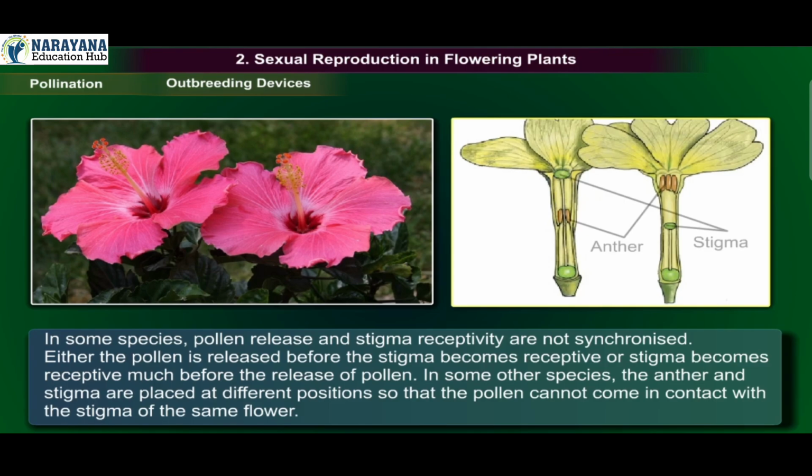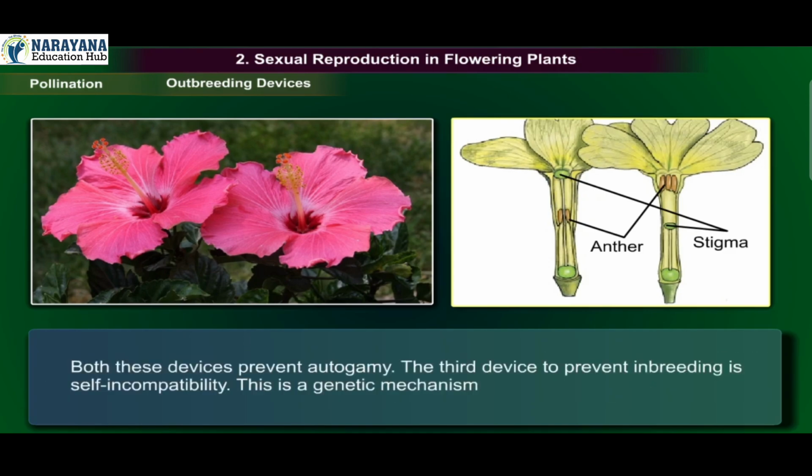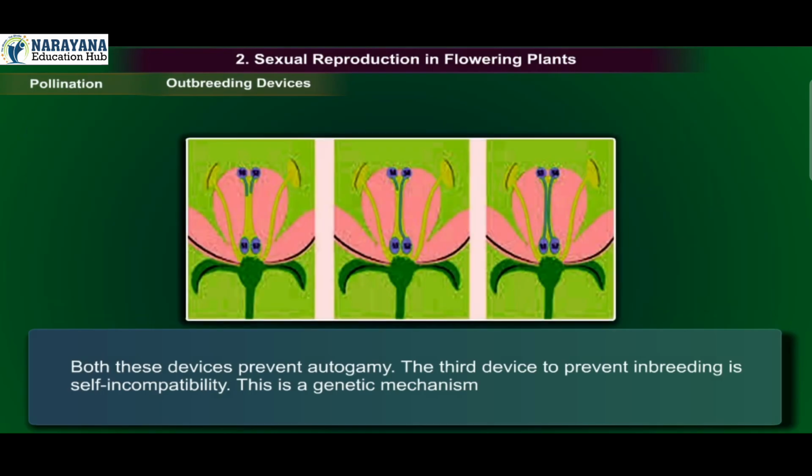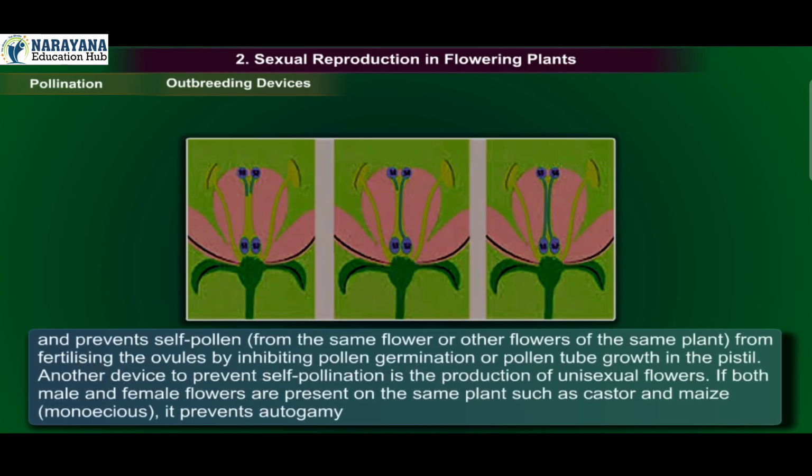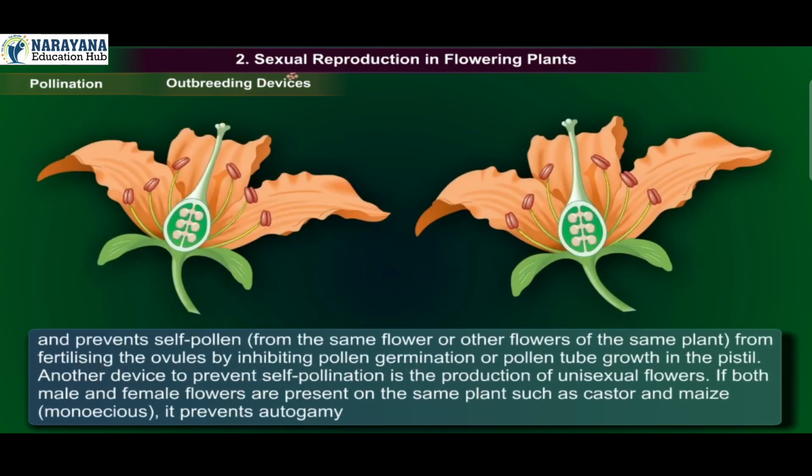In some other species, the anther and stigma are placed at different positions so that the pollen cannot come in contact with the stigma of the same flower. Both these devices prevent autogamy. The third device to prevent inbreeding is self-incompatibility. This is a genetic mechanism and prevents self-pollen, that is, from the same flower or other flowers of the same plant, from fertilizing the ovules by inhibiting pollen germination or pollen tube growth in the pistil.